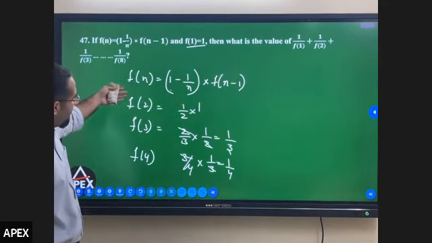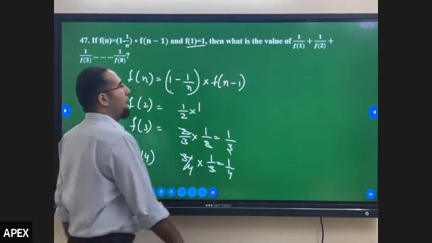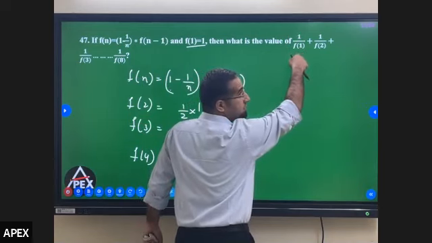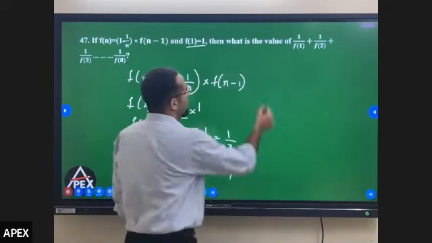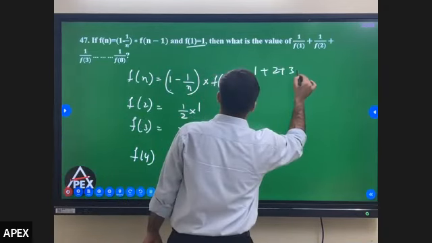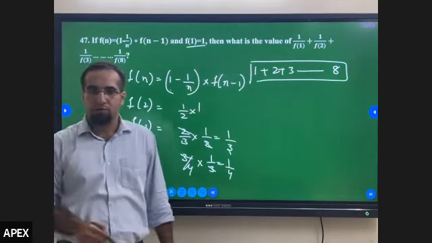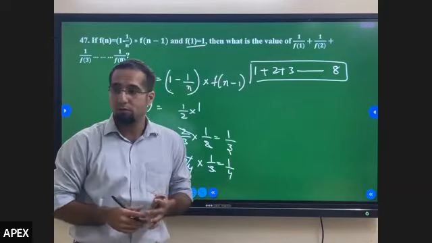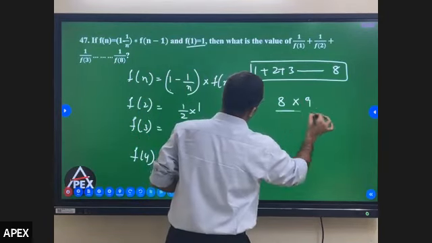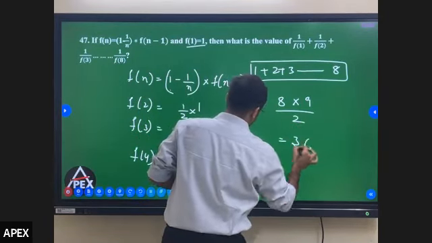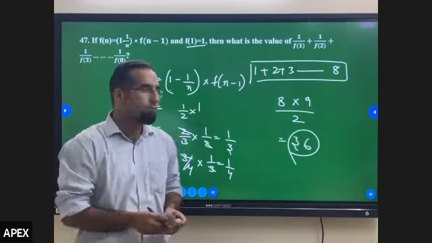So which means f of 1 is 1, f of 2 is 1 by 2, and so on, so on, so on. We're able to find the trend here. And this is 1 by f of 1. So all these fractions will get inverted further. So in a way, I'm looking at 1 plus 2 plus 3, so on till 8 is what I'm looking at. Clear? I hope there's no doubt here. Anybody? Sure. The sum of first 8 natural numbers would be 8 into 9 divided by 2, which is going to be equal to 36. Clear? So very easy series.